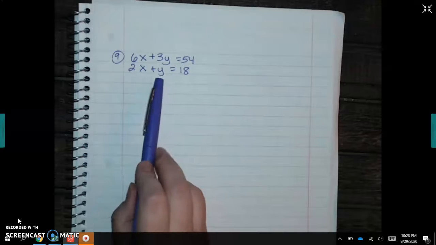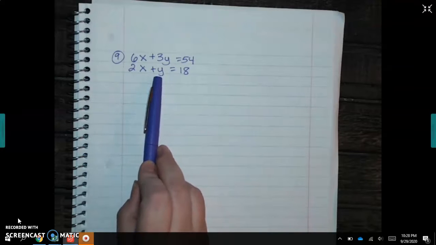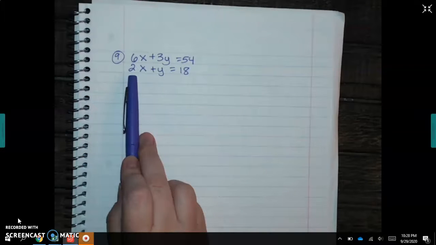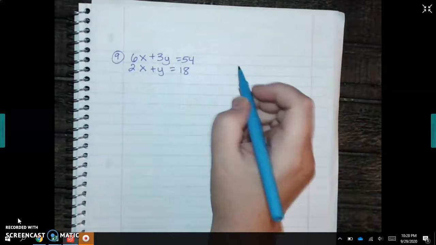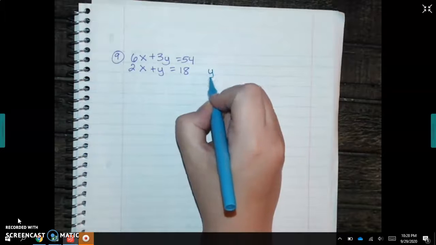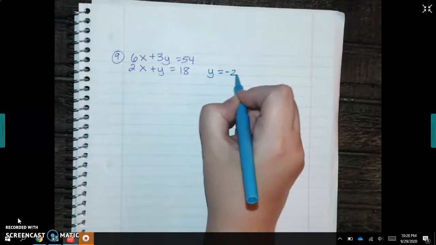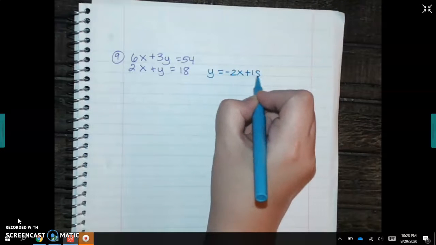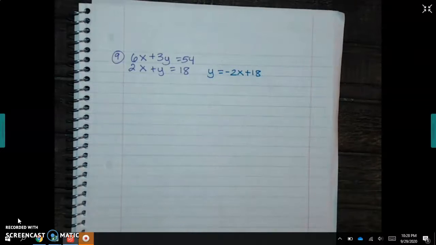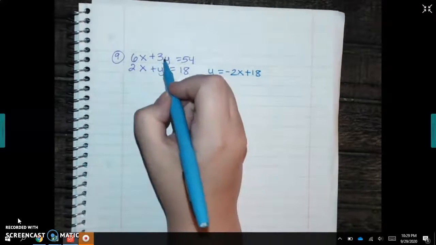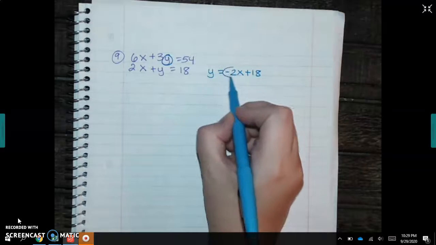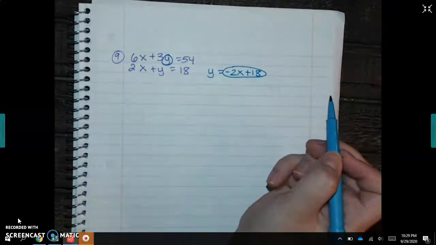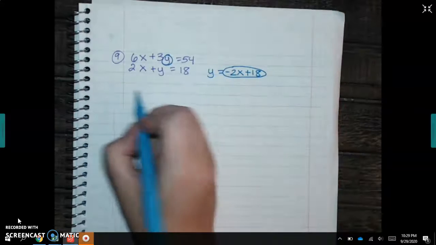So I'm going to suggest that you get this y right here to be all by itself, because it's only going to require you to move the 2x to the right side. So, when you rewrite this equation, you're going to have y equals -2x plus 18. Now that you have y by itself, you can take the y out of the first equation and replace it with -2x plus 18. Here's what that will look like.